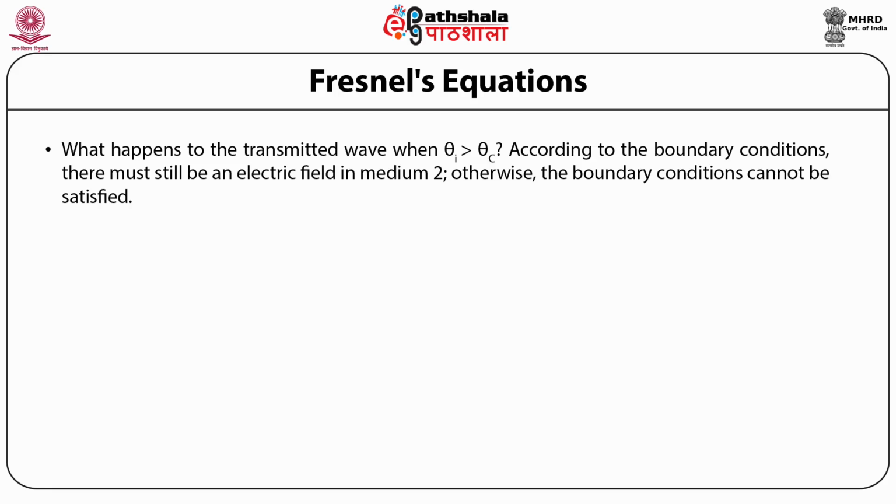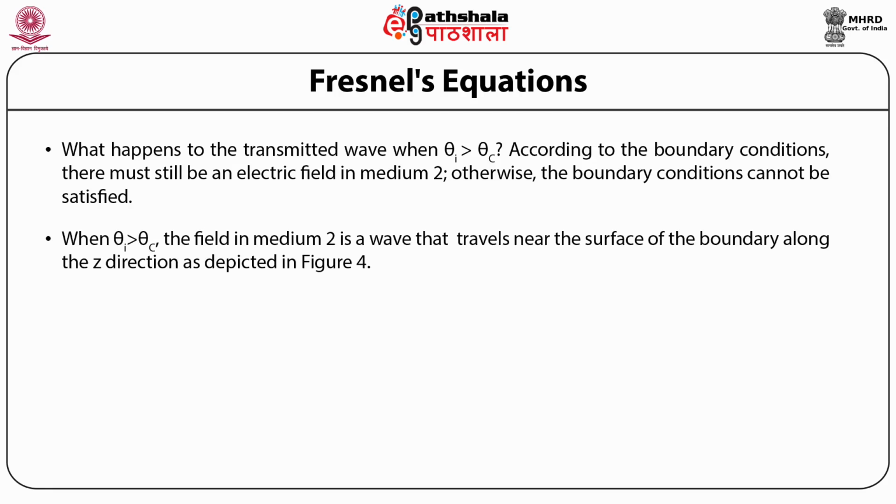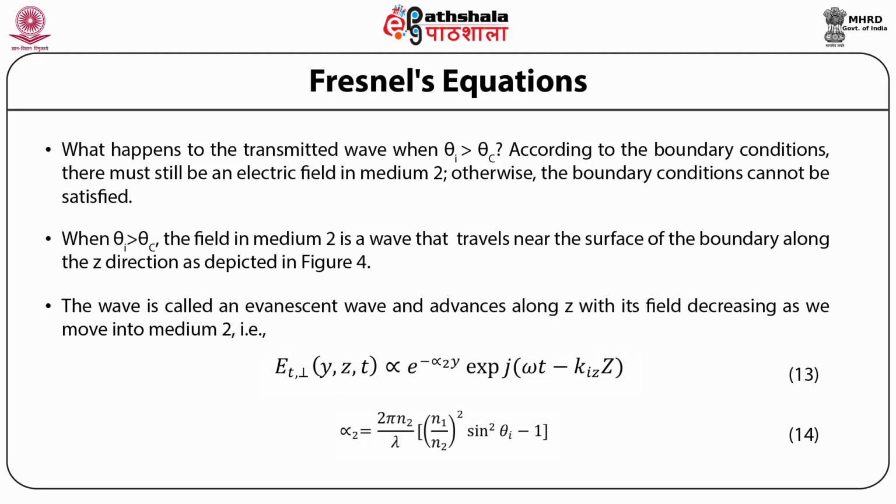Otherwise, the boundary conditions cannot be satisfied. When theta i is greater than theta c, the field in medium 2 is a wave that travels near the surface of the boundary along the z direction, as depicted in figure 4. The wave is called an evanescent wave and advances along z with its field decreasing as we move into medium 2, that is, Et perpendicular, which is a function of y, z, t, is proportional to e to the power minus alpha 2 y, exponential of j omega t minus ki z into z, where ki z is equal to ki sin theta i.